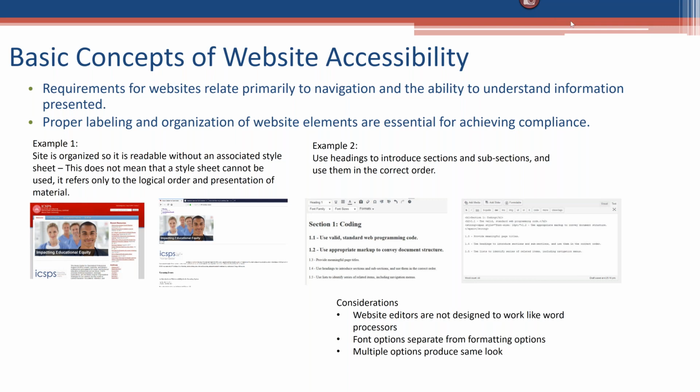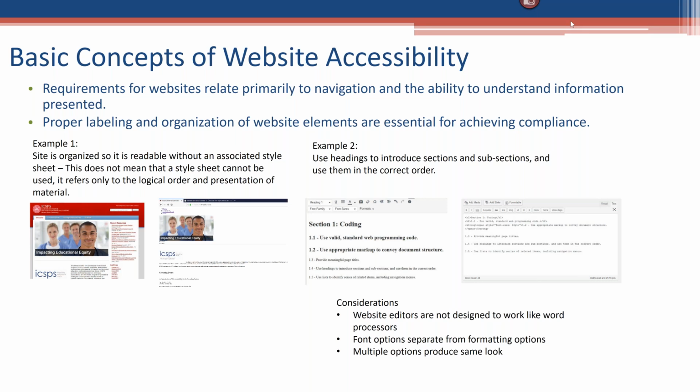Again, what I'm not doing here is going through and giving you specific citations. Instead, I'm going to provide some broad level concepts and give examples of what those actually look like. So requirements for websites relate primarily to navigation and the ability to understand information presented. There are also a lot of requirements related to the robustness of websites that we described before, but a lot of that is more determined by the platform on which your website is built than the actual contents of the website itself. So if you have any questions about that, feel free to ask them, but I'm going to focus on the navigation and ability to understand information issues.